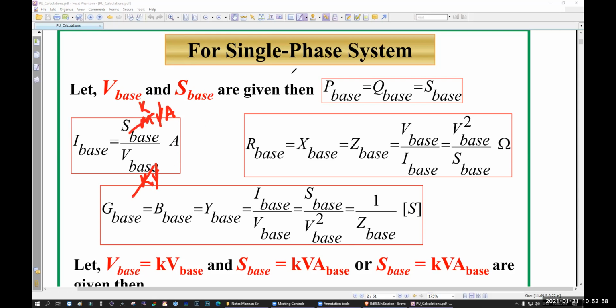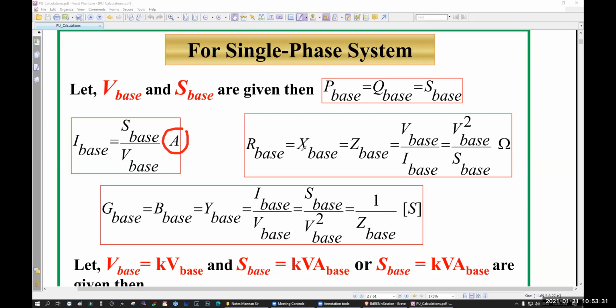Understood? If this is in VA only, and this is in V, then V and VA cancel and you will have ampere only. So be very careful with the unit. For your understanding, he has given A, but it can be kilo ampere as well. If the upper one is mega volt ampere and the lower one is kilovolt, they cancel each other, and this will be kilo ampere.